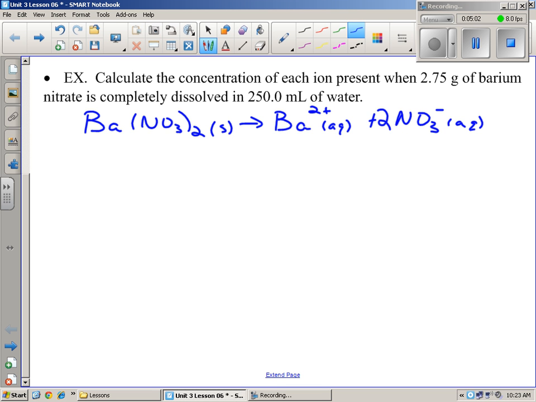So we have to make sure that balances out. So we need to, step 1, write out the dissociation equation. Step 2, we need to make sure we balance it before we do anything else. All right? Step 3 is going to be putting the information in the right spot. And I want you guys to line this up like I do today, because this will help you later in this unit and unit 4 as well.